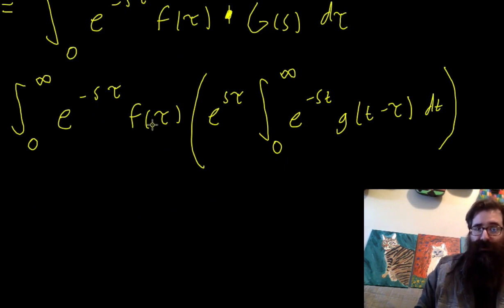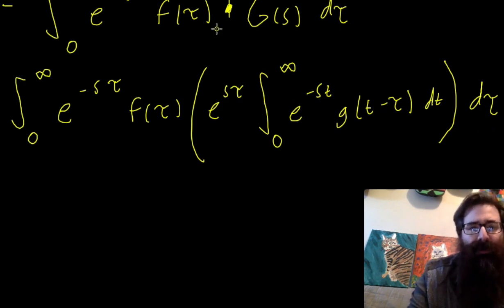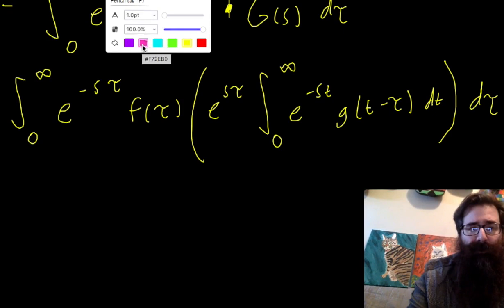Then this was the integral times this, and this was d tau from the original. So I've got this stuff here. I replaced my g of s. There it is. I'm multiplying by it, and then it was all with respect to tau for the outer integral. Now from here, things really start falling into place.